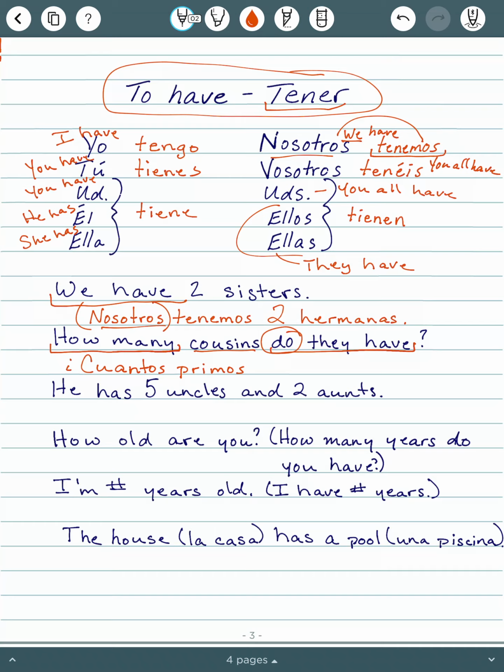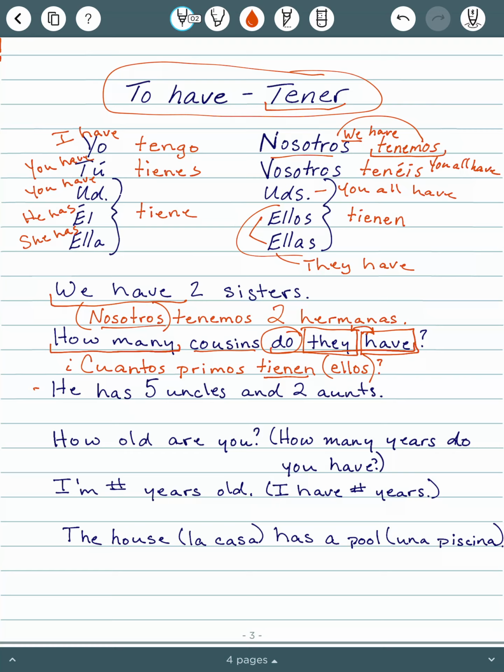How many cousins they have? So they is ellos or ellas, so we'll go with tienen. Now with a question, if I want to include my pronoun they, then I'm actually going to switch the verb and the subject here. So I would say tienen first and ellos second. Now really, again, you don't have to have the ellos in there at all. Let's look at this next sentence.